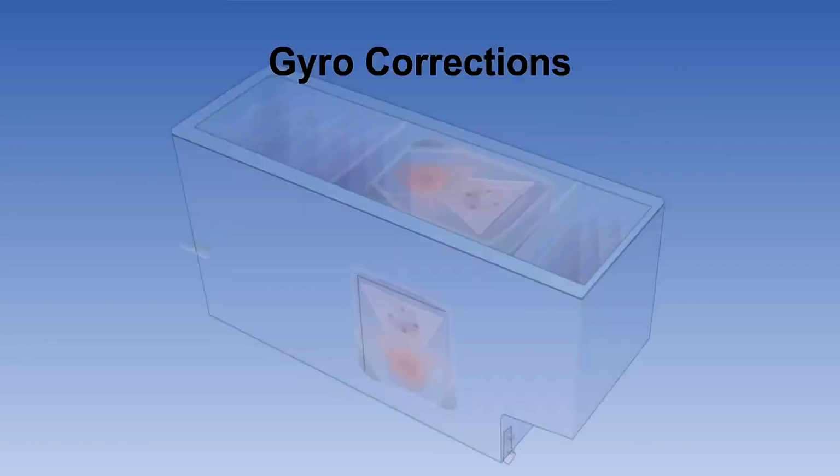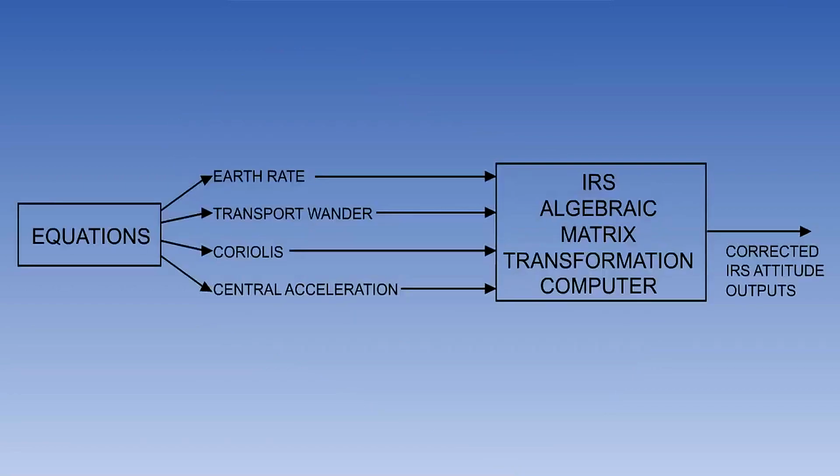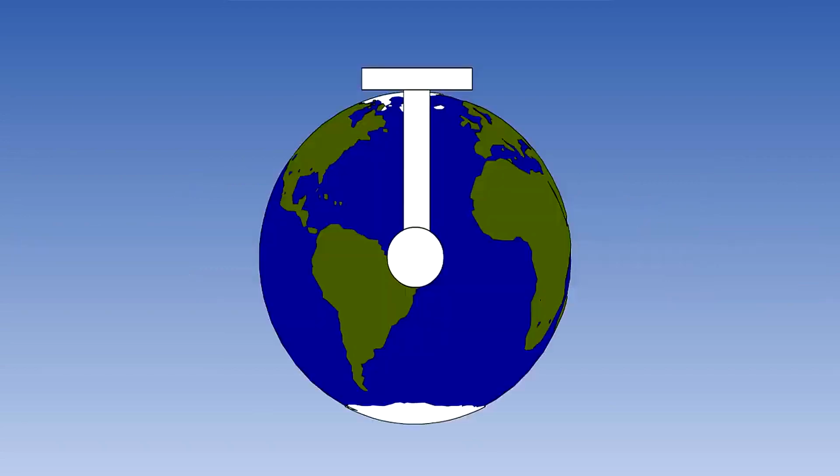Ring laser gyros are subject to the same laws of gyrodynamics as the older tuned rotor gyros, and therefore need to have the same corrections applied to them. As we said in an earlier lesson, these are Earth rate, transport wander, Coriolis and central acceleration. The equations for all of these are known, and therefore mathematical calculation of them has been built into the computer model, along with the corrections for aircraft maneuvers.